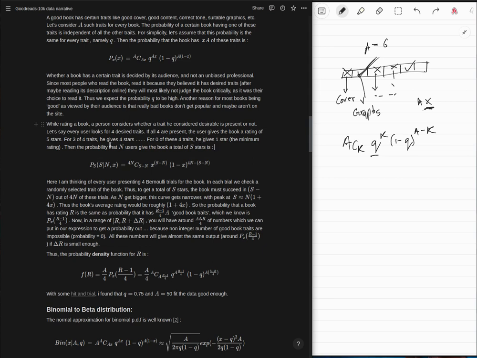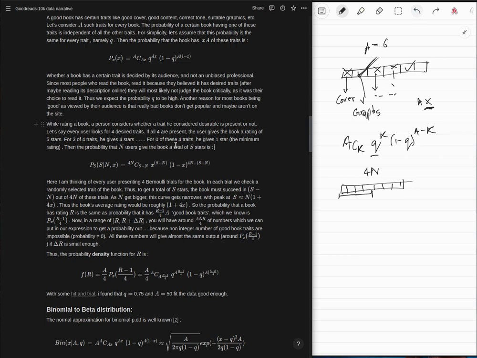The probability that n users give the book a total of S, capital S stars is this thing. Now you're thinking of the n users not as individual users: every user is another Bernoulli trial. These are basically trials of the book, whether or not that trait is in there, and which trait to choose is chosen completely at random, right? So the probability that a randomly chosen trait is in the book is just X. Basically we go for 4n Bernoulli trials, where there are n users. The first 4 trials will be for the first user, the second 4 for the second user, and so on, right?